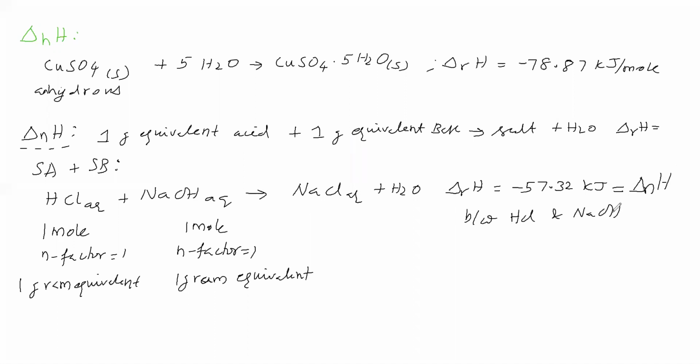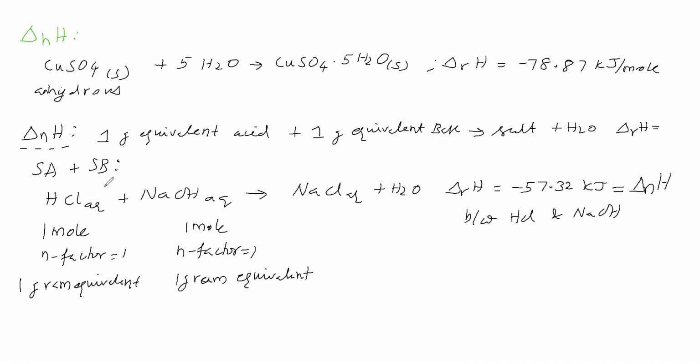HCl and sodium hydroxide, we can say. So the enthalpy of neutralization between HCl and sodium hydroxide is negative. Negative means exothermic. And how much heat is liberated? 57.32 kilojoule of heat is liberated when 1 gram equivalent of HCl undergoes complete neutralization, like that we can say.